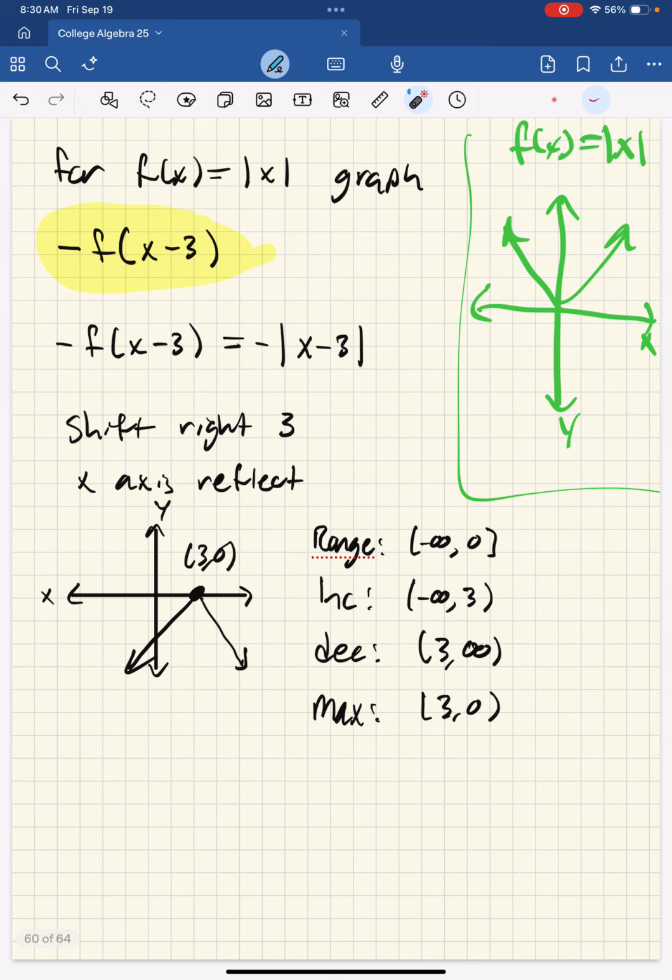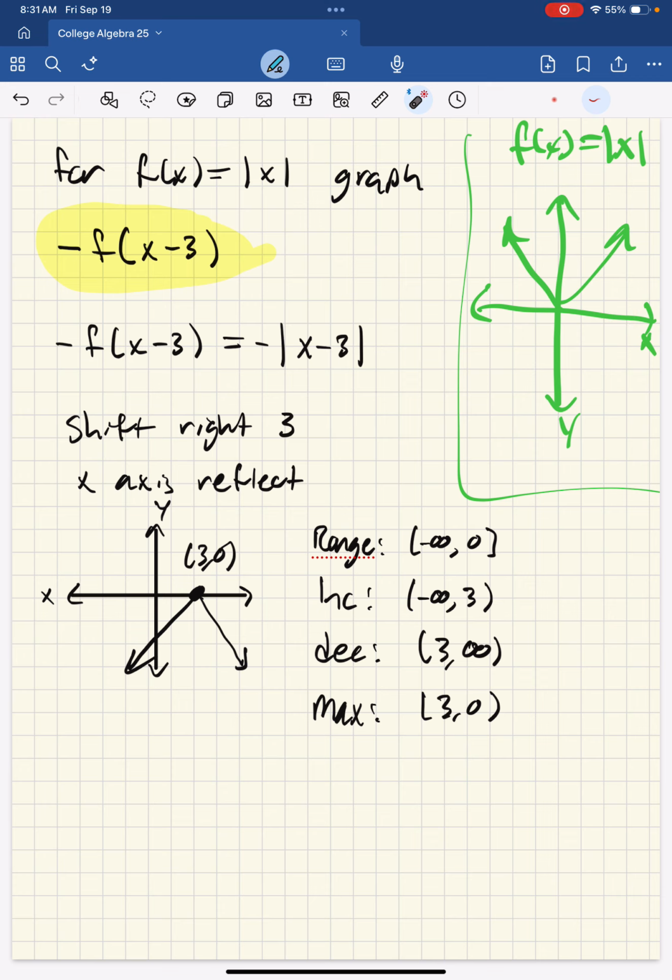So if we start with f of x equals the absolute value of x, so here's the absolute value function graph, and we wanted to graph negative f of x minus 3, where the x minus 3 is inside the parentheses. First we can calculate that, so we've got the negative out front. Then instead of x as the input, it's x minus 3. So the function is negative absolute value of x minus 3. Now the x minus 3 on the inside of the parentheses gives us a right shift by 3. And then the negative out front gives us an x-axis reflection. So we're going to take this graph, shift right 3, and then reflect it across the x-axis.